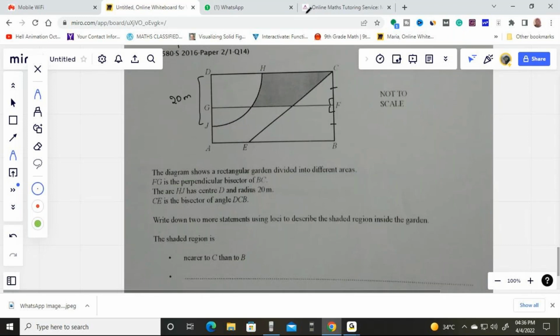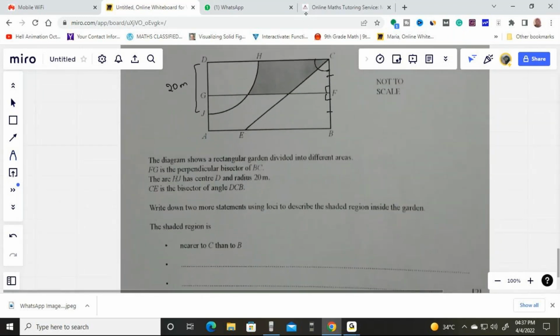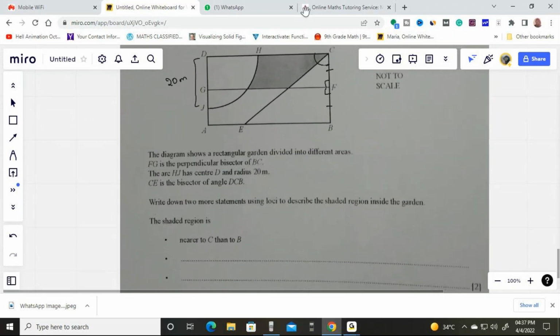And CE is the bisector of angle DCB. Okay, it is bisecting angle DCB. All right, now this is the information known, and now we just go on. Write down two more statements using loci to describe the shaded region inside the garden. One of the statements is already given to us, that the points which are present on this shaded gray region are nearer to C as compared to B, means they are nearer to C and far away from your B.